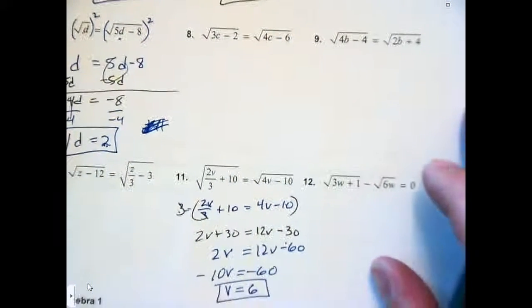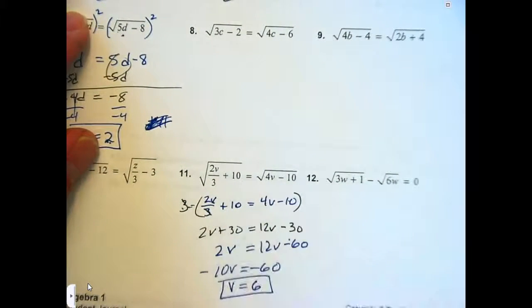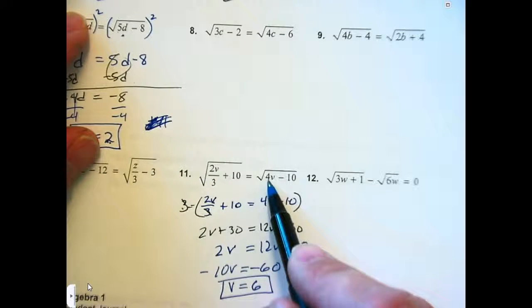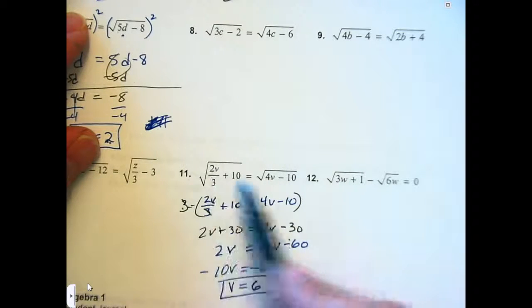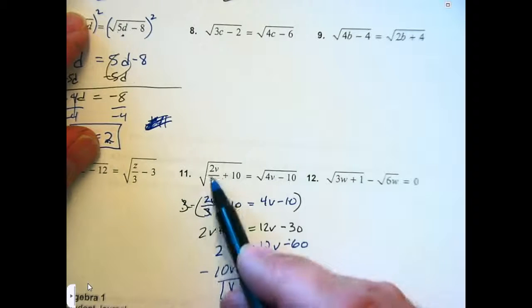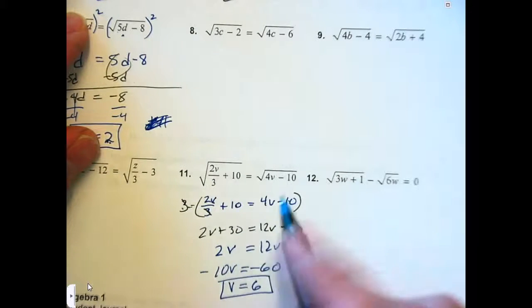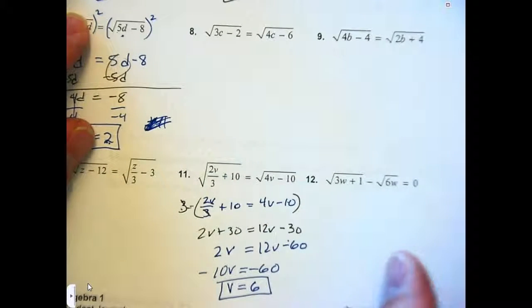When I plug 6 in, it better not give me a negative number in one of these. Otherwise, we've got issues. Okay? So 4 times 6 is 24. That's bigger than 10, so we're good there. 2 times 6 is 12 divided by 3. Well, we're adding. It doesn't matter. Just make sure that these roots match, and they do. So we're good.